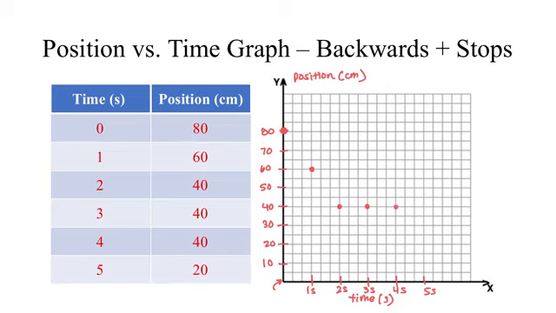But then right at the 4-second mark, you took the rock away, and the car continued to travel at a constant speed of 20 centimeters per second backwards. And so at 5 seconds, the car ends up at the 20 centimeter mark. And I'll show that right here.